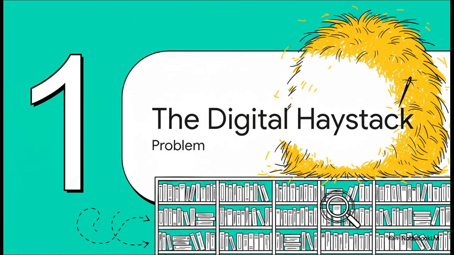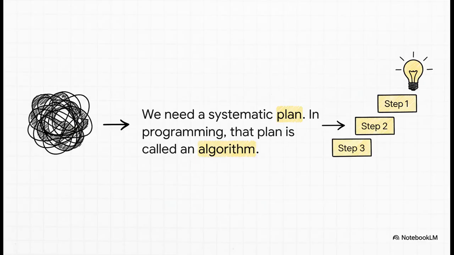Well, that systematic process? That's exactly what an algorithm is. See? It's not some scary, super complex idea. It's just a step-by-step plan for solving a problem. And let me tell you, in programming, having a solid plan, it's everything.